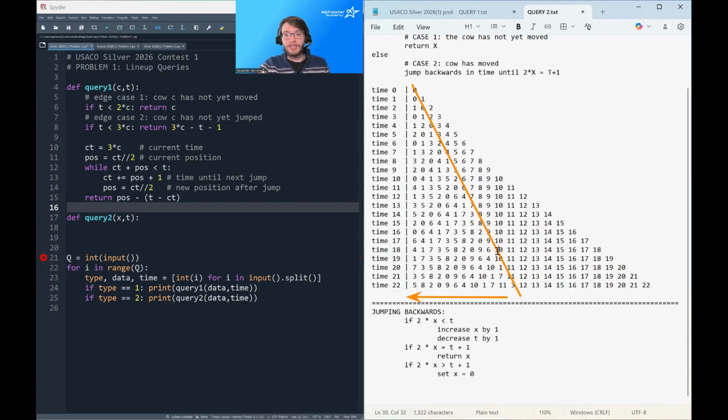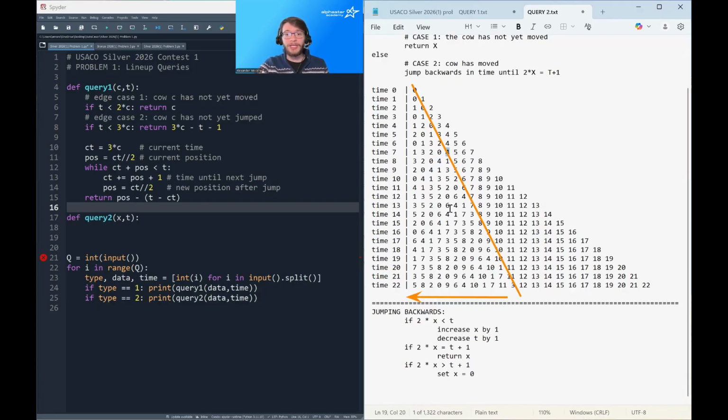If I increase my position another time, you're going to see that I jump past the orange line. If I jump past the orange line, then this inequality is going to be true: 2 times my position is strictly greater than t plus 1. That means my position should reset to 0. I'm then back to the left of the orange line, and I can repeat this process. When I cross the orange line again, I jump back to position 0, and repeat the process again.